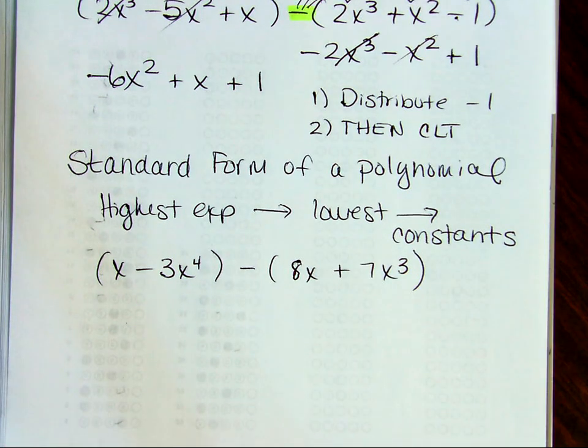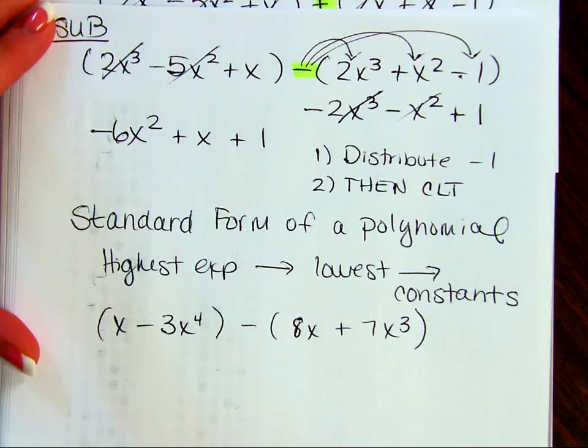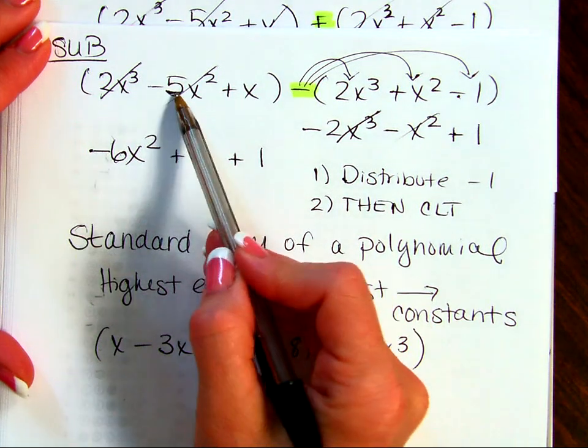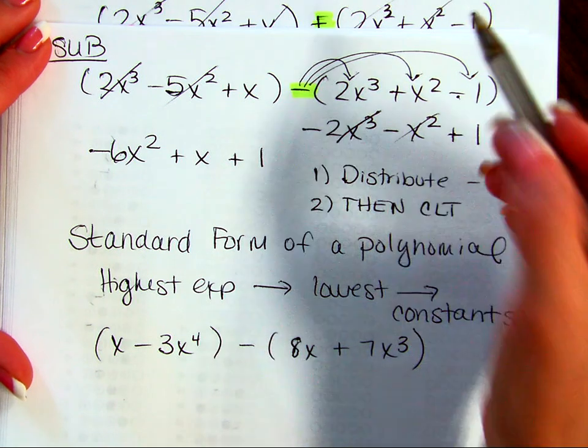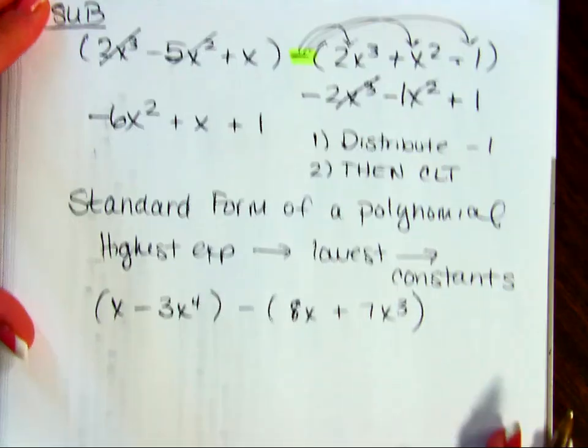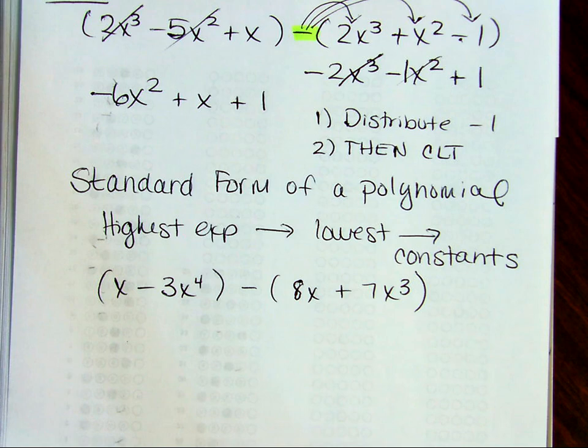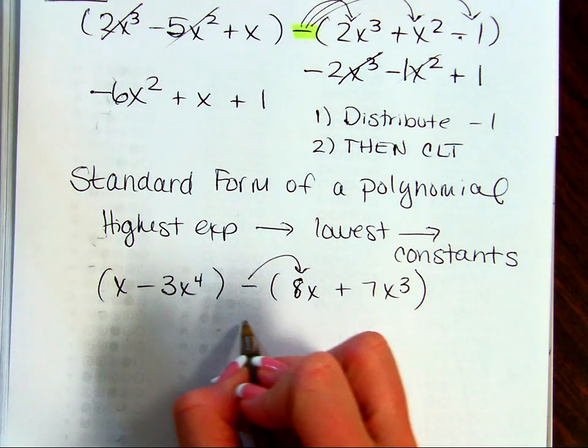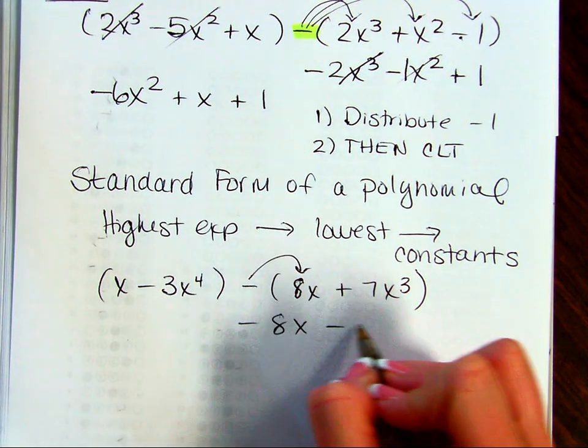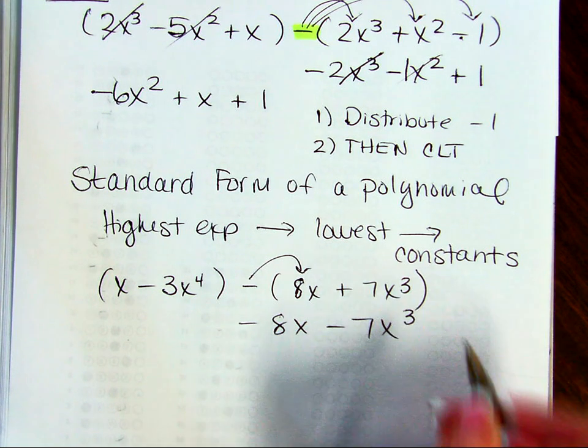Yep, Joe. The one before this one, why would it be a negative 6? Because the 5 is negative and the 1 is negative. And a negative plus a negative means you just have more negatives. That's all. Okay? So the first thing I'm going to do is distribute this, which is going to make this a negative 8x and a negative 7x cubed, right?